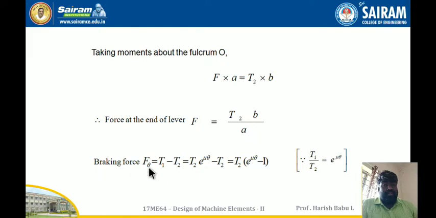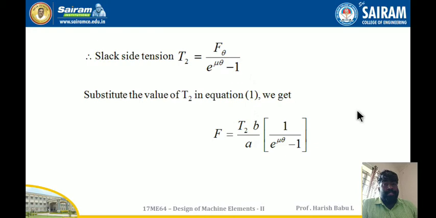So braking force F theta is equal to T1 minus T2, that is T2 into e to the power of mu theta minus T2, or T2 times (e to the power of mu theta minus 1). So the overall F theta is equal to T2 into (e to the power of mu theta minus 1). Therefore the slack side tension will be T2 equal to F theta by (e to the power of mu theta minus 1). Substituting T2 in equation 1, you will get F is equal to F theta into B by A, multiplied by 1 by (e to the power of mu theta minus 1).